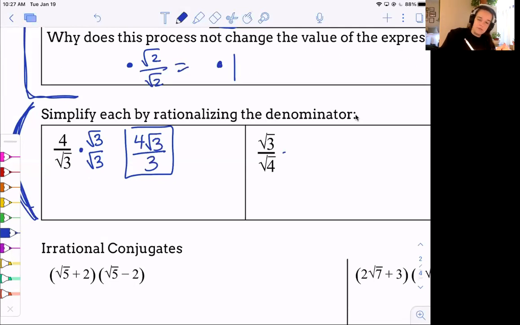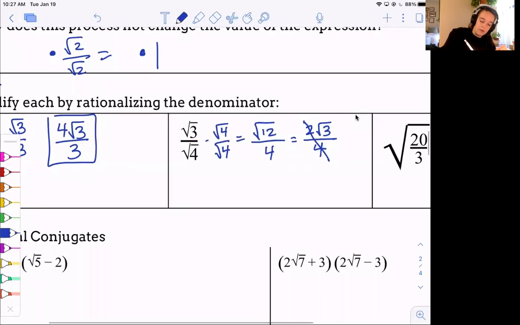I'm going to show you something here, but there's an easier way. I could do square root of 4 over square root of 4. I'd get square root of 12 over 4, but then I would have to simplify. I would say, okay, square root of 12 is square root of 4 times 3, so that would be 2 root 3 over 4, but now I have to simplify this into 1 over 2. So I would have root 3 over 2. This would be my solution here.